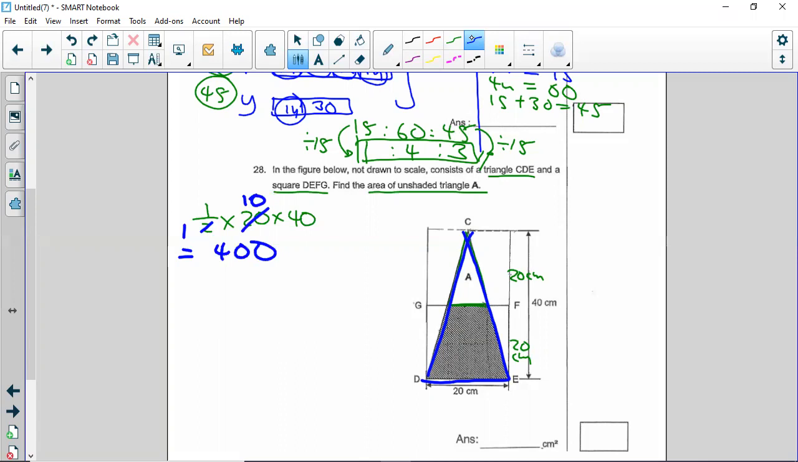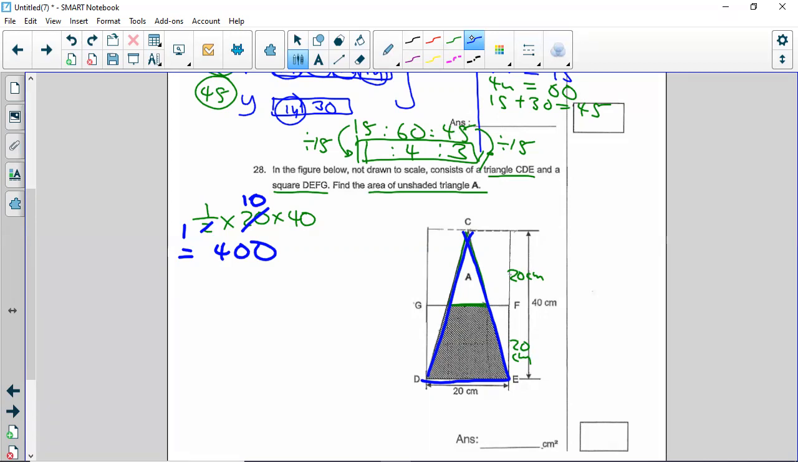Okay, let me see. How do you find the unshaded? Is there something missing? Seems like, is there something missing? Did anyone manage to do this question 28? Anyone manage to solve this question 28? Only one person? Is there something missing? Okay, yeah, Jordan.